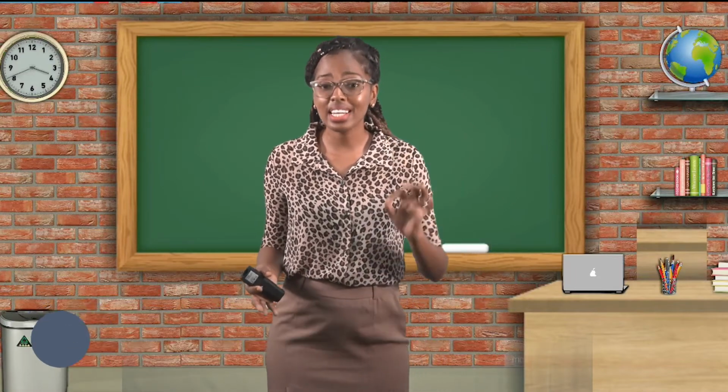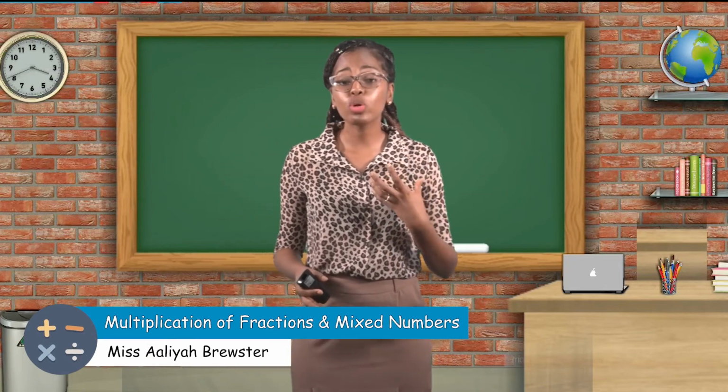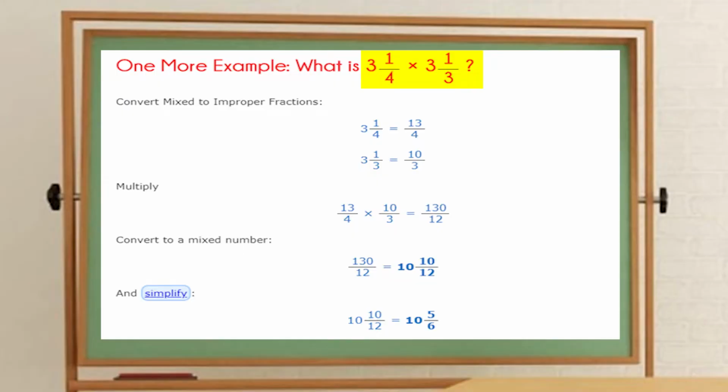Just in case that first example wasn't clear, let's work a second example. For our second example, we're going to multiply 3 1/4 by 3 1/3. To begin, we're going to convert our mixed numbers into improper fractions. The first mixed number is 3 1/4. To convert this, we're going to multiply 3 by the denominator, which is 4, and add 1. So 3 times 4 is 12, plus 1 would give us 13. So our new fraction, or our improper fraction, would be 13/4.